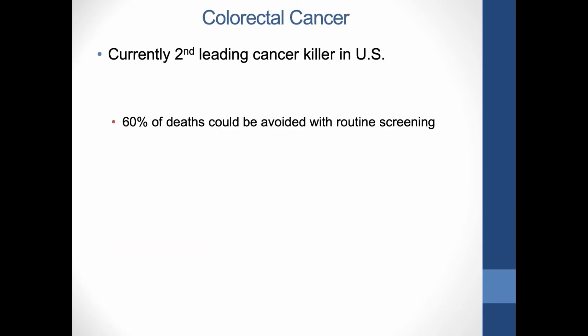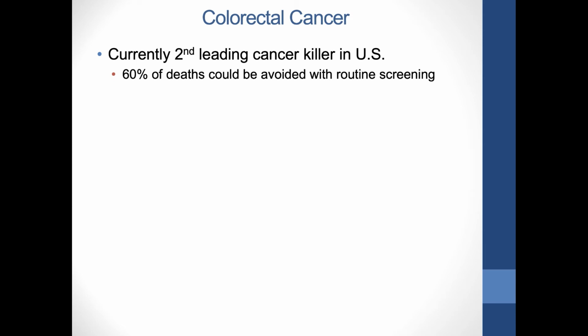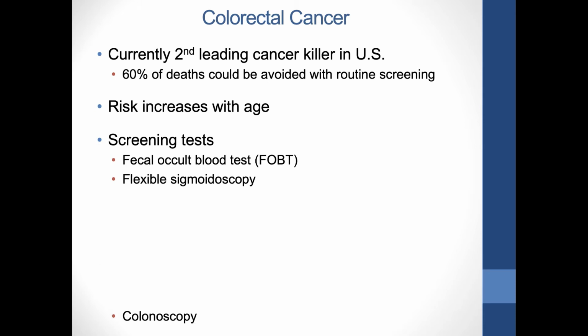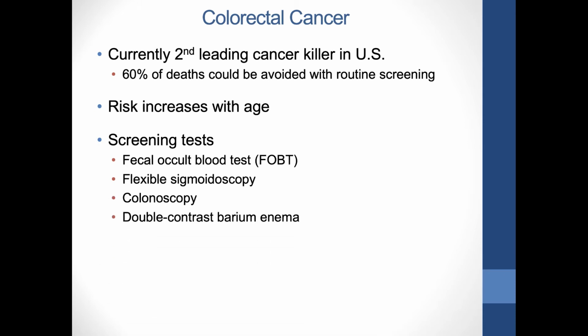For colorectal cancer, currently it's the second leading cancer killer in the U.S. 60% of these deaths could be avoided with routine screening. The risk increases with age, so screening tests are going to need to be done, and these are a few that can be done: a fecal occult blood test, which tests for blood within the feces, the flexible sigmoidoscopy, the colonoscopy, and then a double contrast barium enema. We can do a scan to look for any abnormalities.